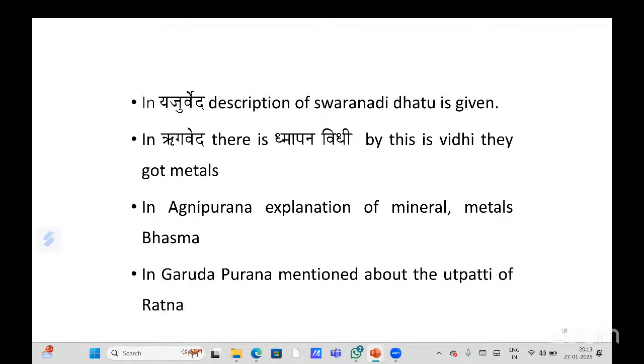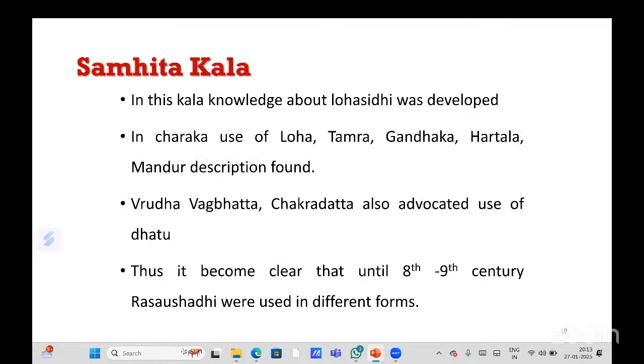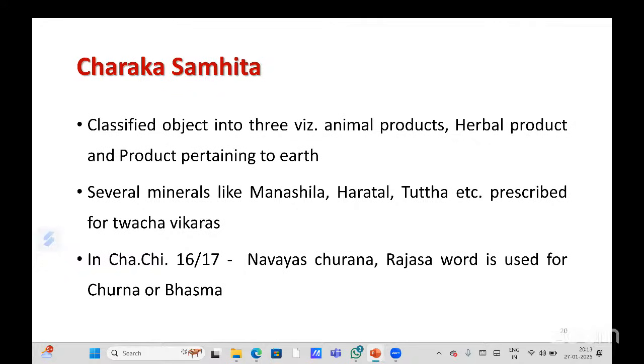In the Garuda Purana, we get the Utpatti of Ratnas explained. Coming to the Samhita Kala, in Charaka Samhita, in the first chapter itself, Charaka Sutrasthana, you will get the classification of dravyas as Audbhida dravyas, Jangama dravyas, and Parthiva dravyas. In that, we will get these mineral and metal explanations.